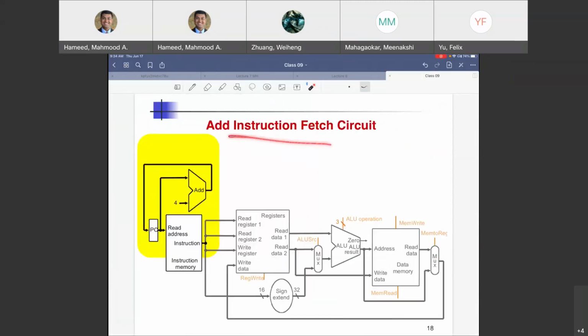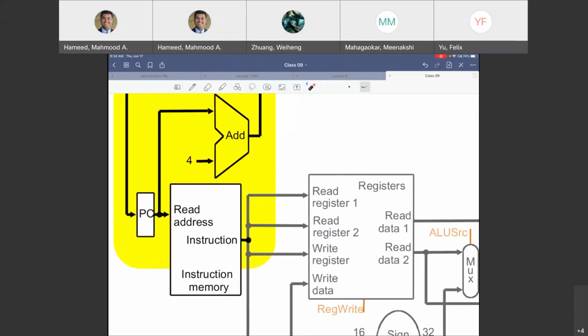Now we are adding the instruction fetch circuit. What is that? PC equals PC plus 4. Zoom out, zoom in on the left part of your diagram. Why? Because the left part is going to be your first part, right? We are moving things from left to right. We have got our instruction memory. You give me the address, I will tell you what that instruction at that address is.